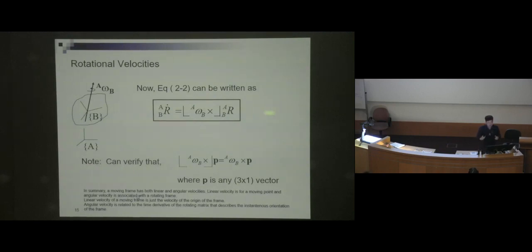In summary, a moving frame has both linear and angular velocity. Linear velocity is associated with a moving point, and angular velocity is associated with the rotating frame. So you have a point as well as an orientation. The linear velocity of a moving frame is the velocity of the origin of the frame. When we look at the car, train example, the angular velocity refers to the time derivative of the rotation matrix that describes the instantaneous orientation of the frame. This is something that you need to remember. Okay. Any question?